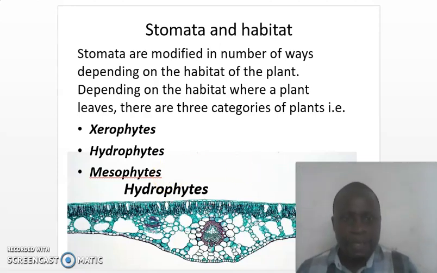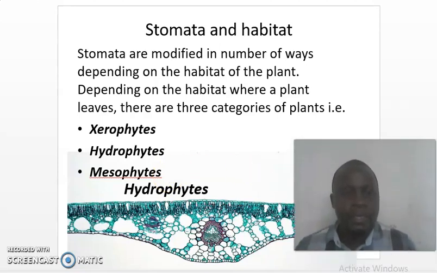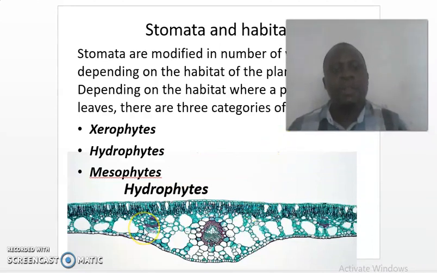So, the first thing that we shall discuss today is how the leaves of the plants living in the first case, hydrophytes, are adapted to their functions. How are the stomata arranged? And how does the leaf look? The diagram down here actually shows how the leaf of hydrophytes looks. Okay, if you look keenly, this is the lower epidermis, and this one here is the upper epidermis.